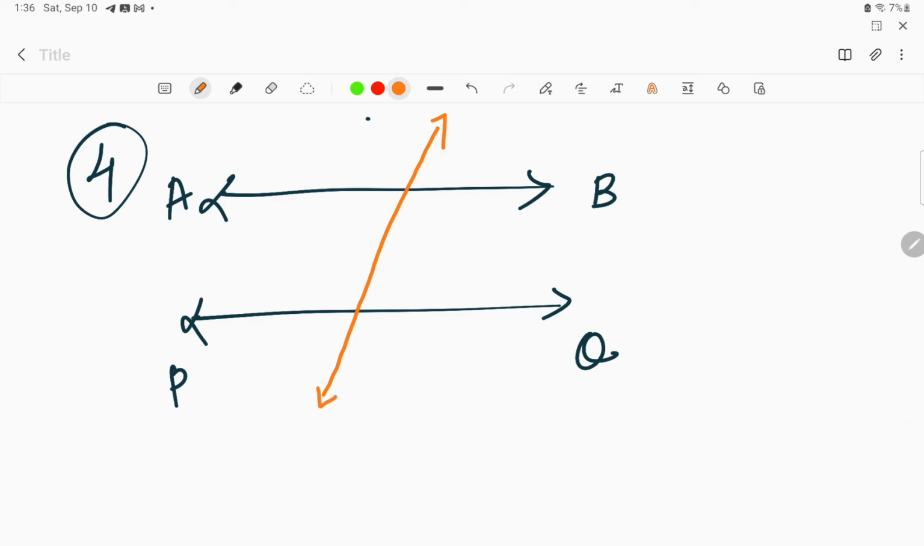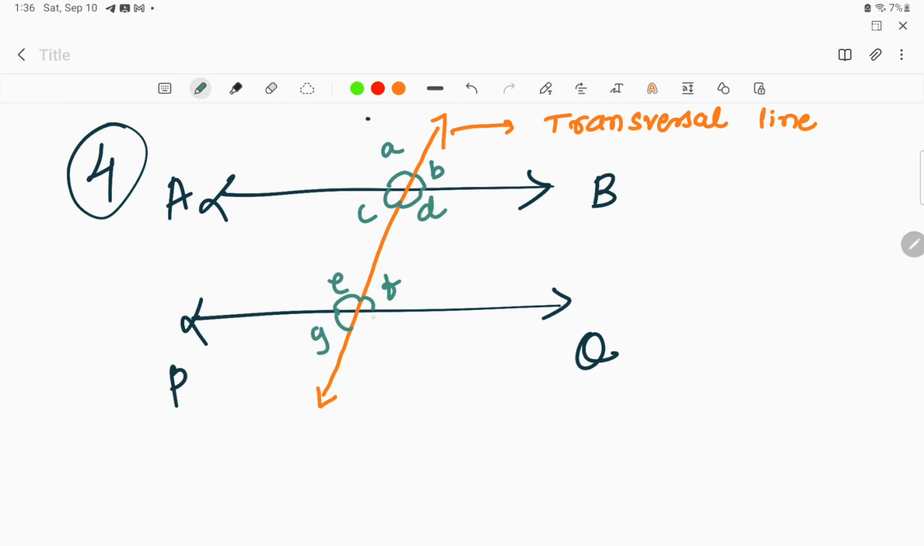This transversal line is responsible for creating different angles. Now let us see what kind of angles it is going to form. Let us discuss the angles one by one. For example, I'll consider this as angle A, this as angle B, this as C and D, and this as E, F, this as G, and this as H.